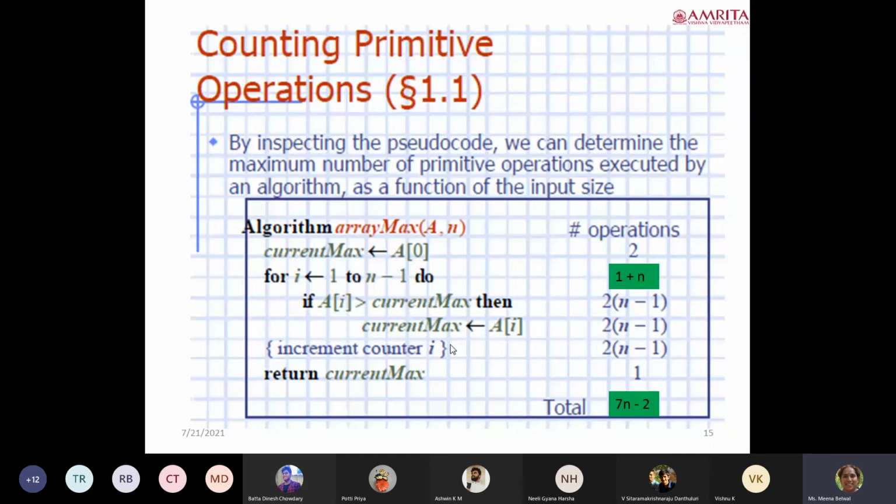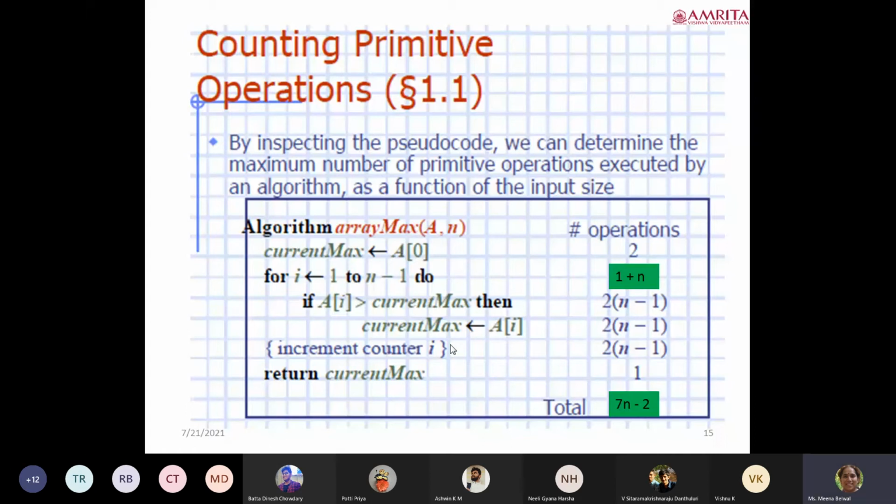Then why this line? If A[i] is greater than current max. How many times will this comparison happen? It will happen n minus 1 times. You will have to compare it every time. A[i] is greater than current max, i goes from 1 to n minus 1. So n minus 1 number of times you are going to do the comparison. A[0] is given there, then 1 to n minus 1. So this for loop will run n minus 1 times. So the comparison, if A[i] is greater than current max, will happen n minus 1 times.